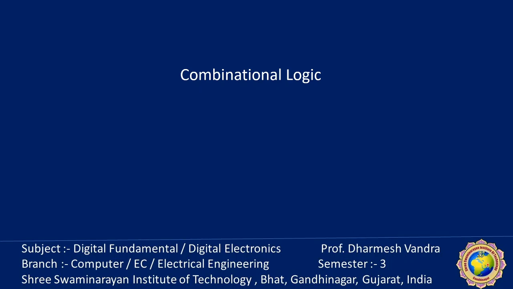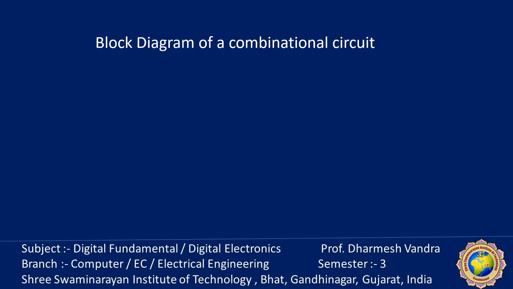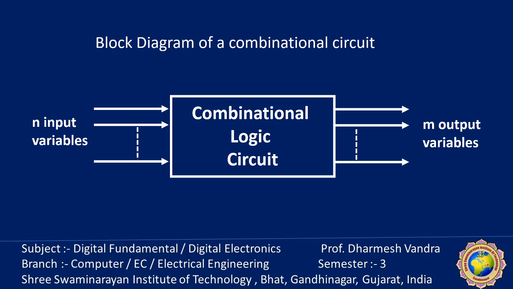But before starting the combinational circuit, remember that a digital circuit has two parts. One is the combinational logic, the second one is the sequential logic. So here we discuss the combinational logic. A combinational circuit consists of input variables. Here, inside the arrow, these are the input variables. It may depend on the requirement of the problem statement.